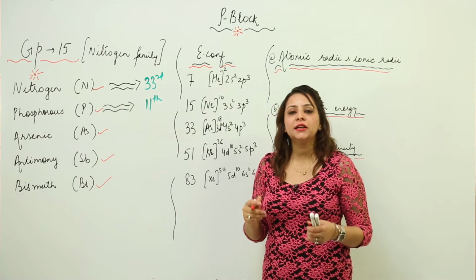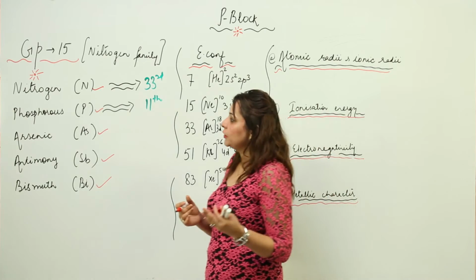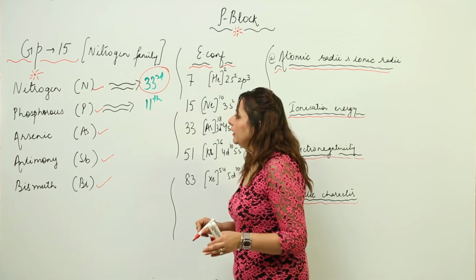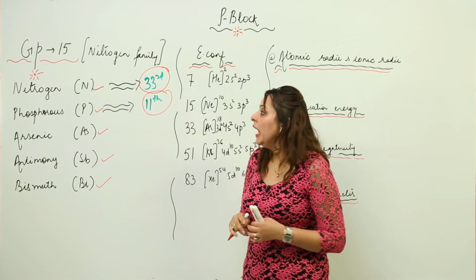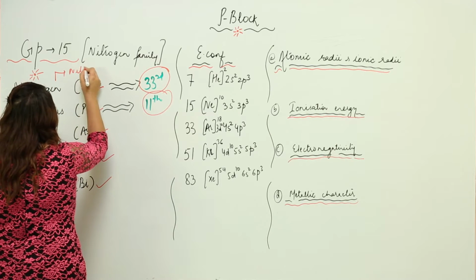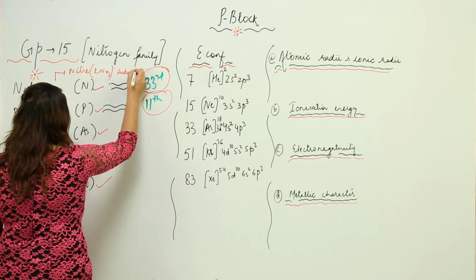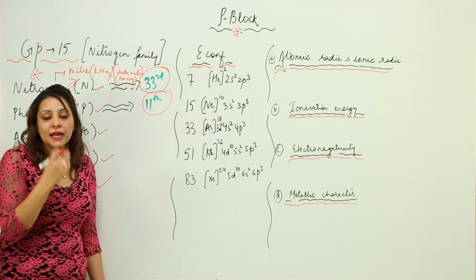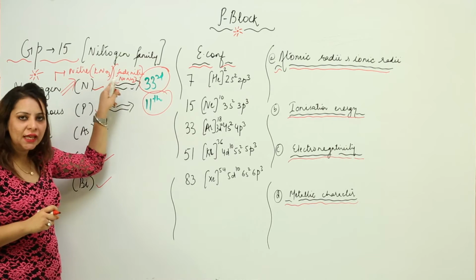And you know that they are quite reactive, so how do they occur in nature? If we talk about the abundance first, nitrogen is the 33rd element found in the earth crust, and phosphorus is found at the 11th position out of all elements in the crust. Nitrogen occurs generally in the form of niter, that is KNO3, or soda niter, which is NaNO3. This is the general form in which nitrogen occurs in the earth crust, that is, in the nitrate form.